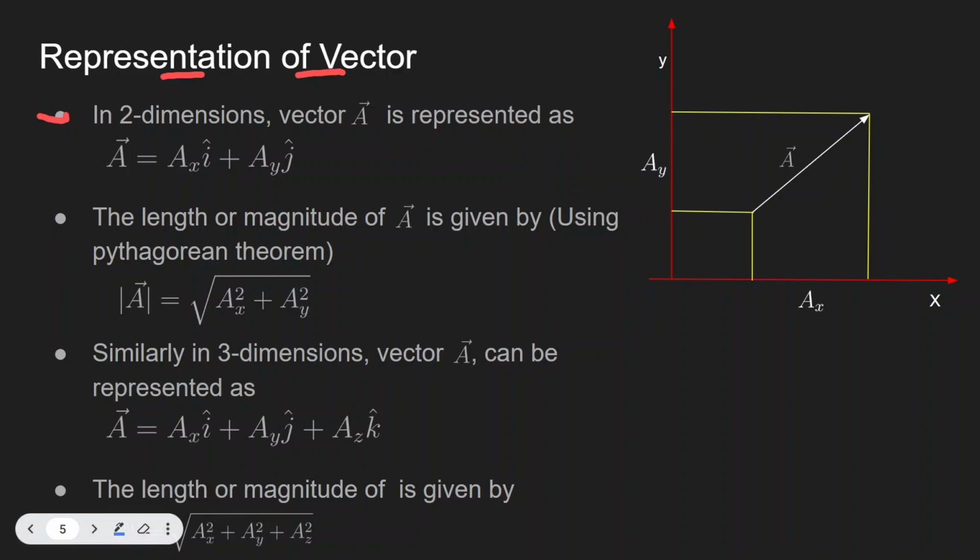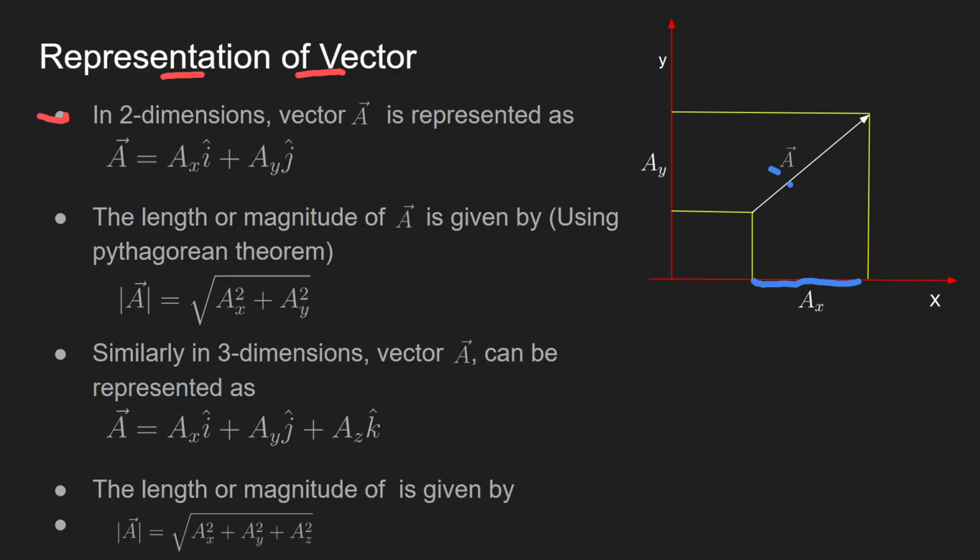Now this is my vector A. Now this vector A has a component along the x-axis. We call it Ax. Now what is this component?